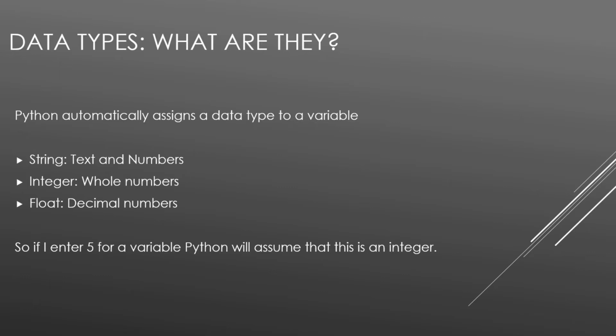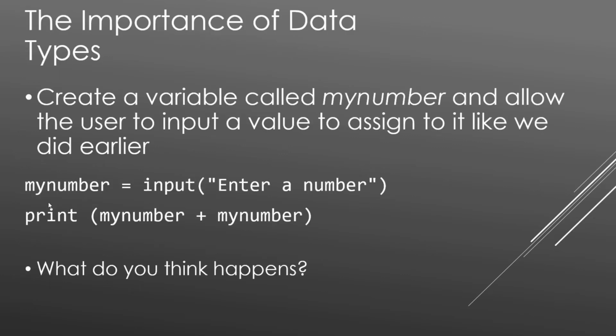You might have heard this term in maths along with float. An integer is a whole number and a float is just decimal numbers. So in Python, it's a little bit smart. When you create a variable, it will often assume the data type that you want to assign to it. So for example, this is why it's important.